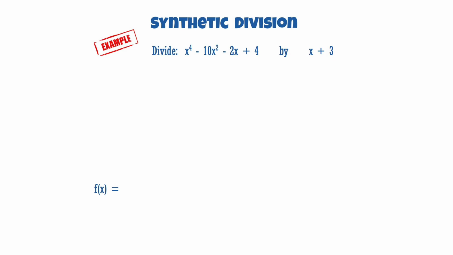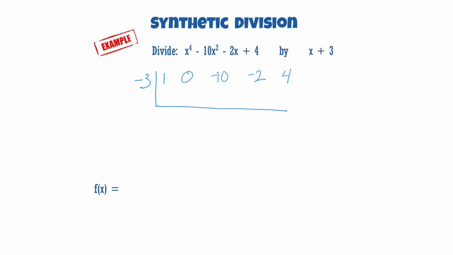So the first thing you got to do is figure out what your k value is. In this case, it looks like it's going to be a -3. And then I'm going to look, I've got a quartic going here. Notice that you have a missing term. The x cubed term is not there. So just like in long division, you have to have a placeholder. So I have a coefficient for x to the 4th. I have a 0x cubed. I have a -10. I have a -2, and I have a 4.